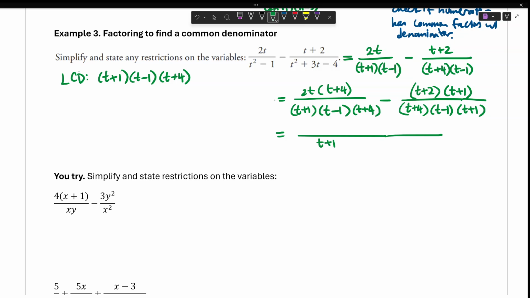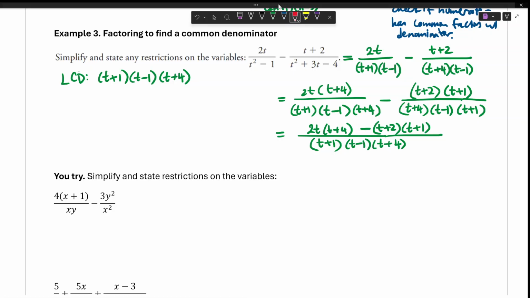Finally, in the denominator we have our three factors. We can just leave it as it is. On the top we should have 2t times t plus 4 minus t plus 2 times t plus 1. Now remember your BEDMAS, right? So this subtraction in the middle, do that last. We want to expand each of these first.